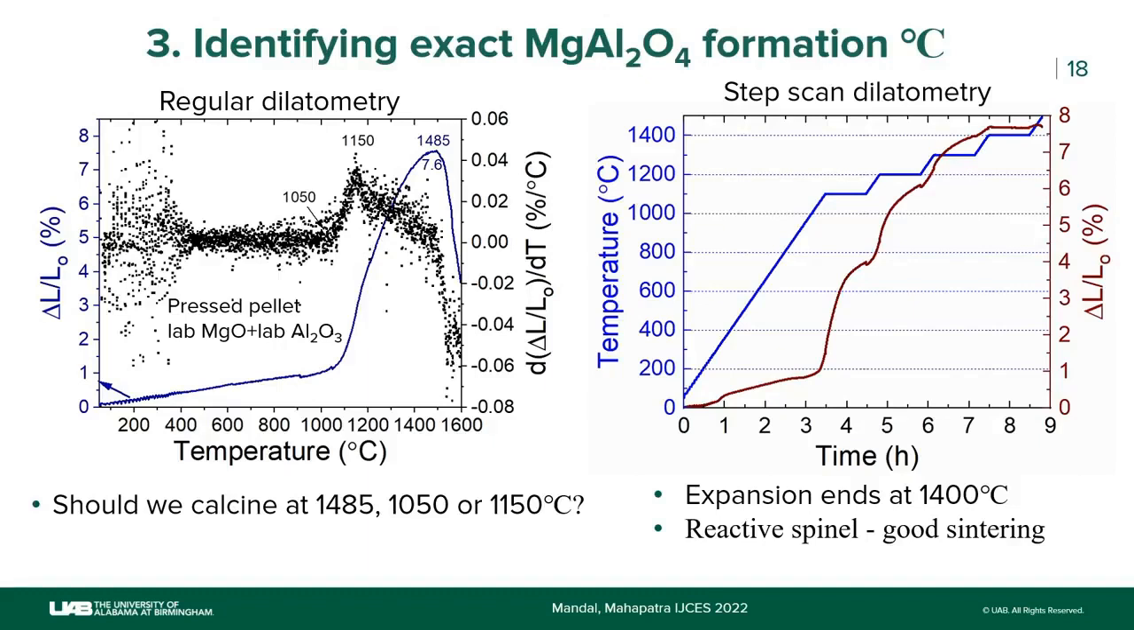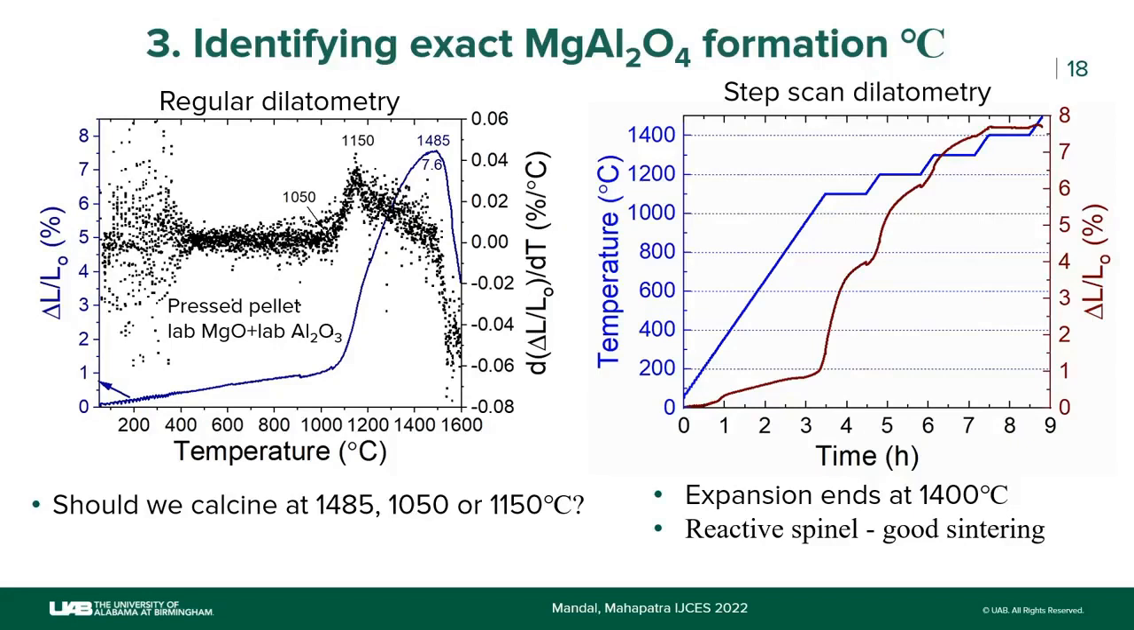So normally when you look at a spinel paper, you see this curve, this expansion due to in situ spinel formation. You see that it's like 8% expansion, around 1400-1500 degrees Celsius. The big question is, at what temperature should you fire your spinel powder in order to ensure that it has formed spinel completely, there is no unreacted MgO and Al2O3? Do you fire it at 1485?